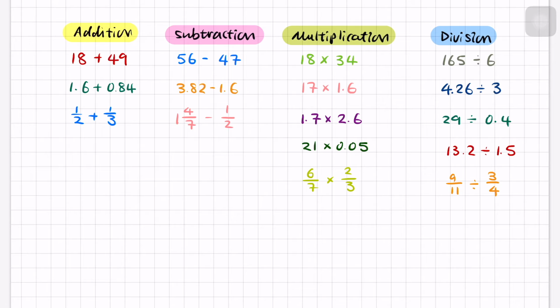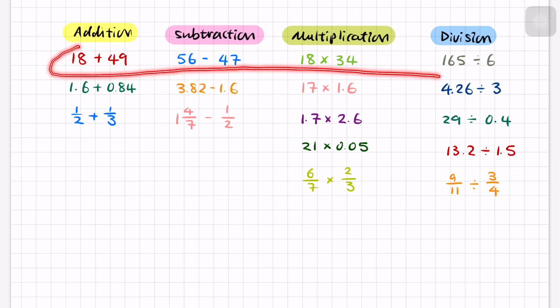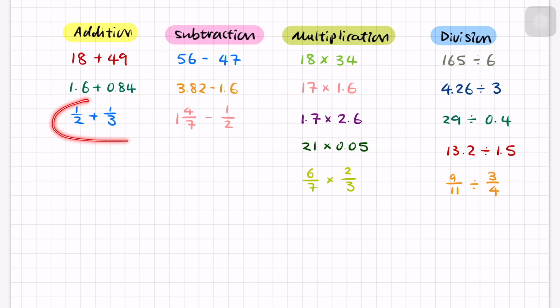Today we are going to go through 4 basic arithmetic operations involving integers, decimals, and fractions. By the end of today's video, you will be able to add, subtract, multiply, and divide integers, decimals, and fractions.